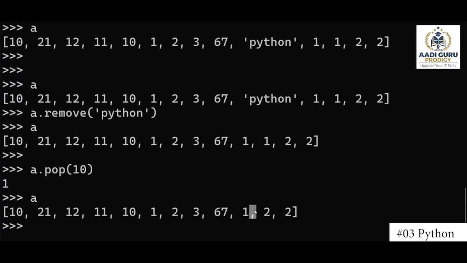So if you want to delete an item, you can use the pop operation, but you have to mention the index number of that item.